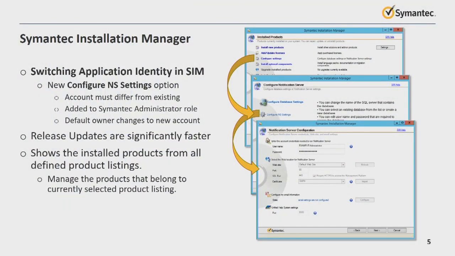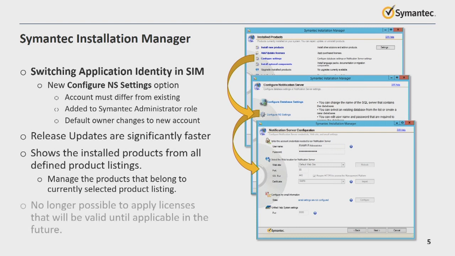All right, so you can manage the products that belong to a specific product listing. You'll see that in the menus themselves. And it's also no longer, this one confused me a little, but what it's basically saying is you can't apply licenses that are in the future. So if I have a bunch of licenses for December 1st, 2018, it's going to say don't apply till later.